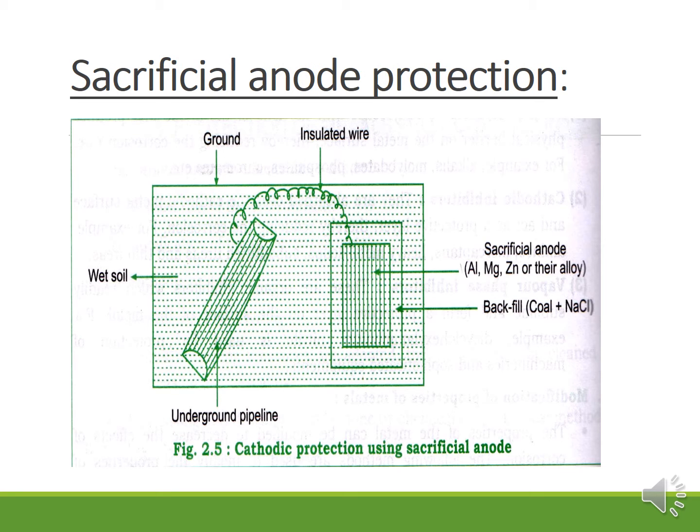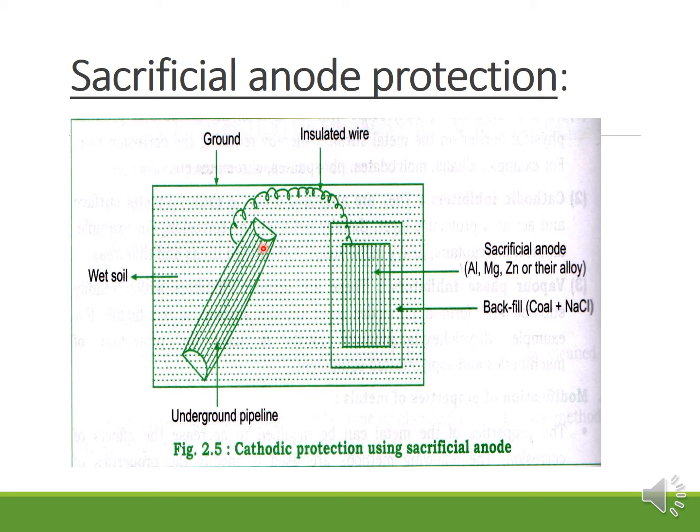This diagram shows you a sacrificial anode. See, this is your underground pipeline. This may be a water pipeline, electricity pipeline or gas pipeline that is made of metal. When it is in contact with wet soil, this metal will become an anode and undergo corrosion. And if there is a leakage or destruction of the pipe, that is going to cause a major problem. Consider if it is a gas pipeline and there is a leakage.